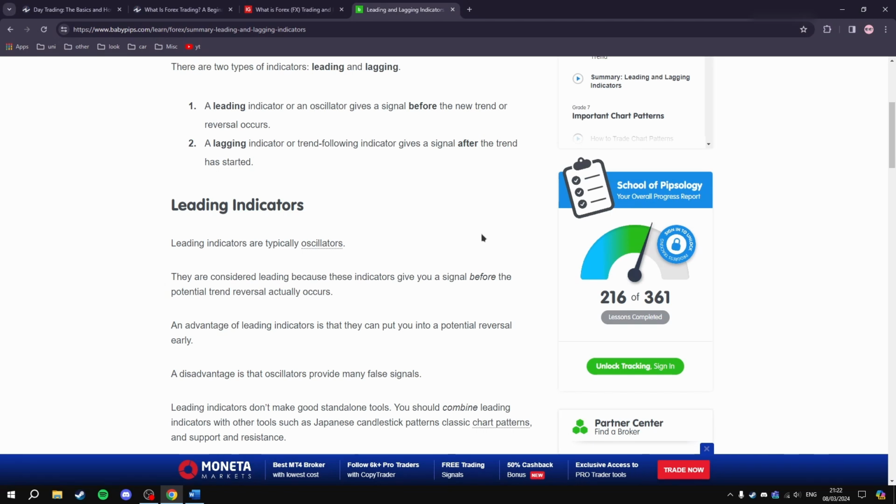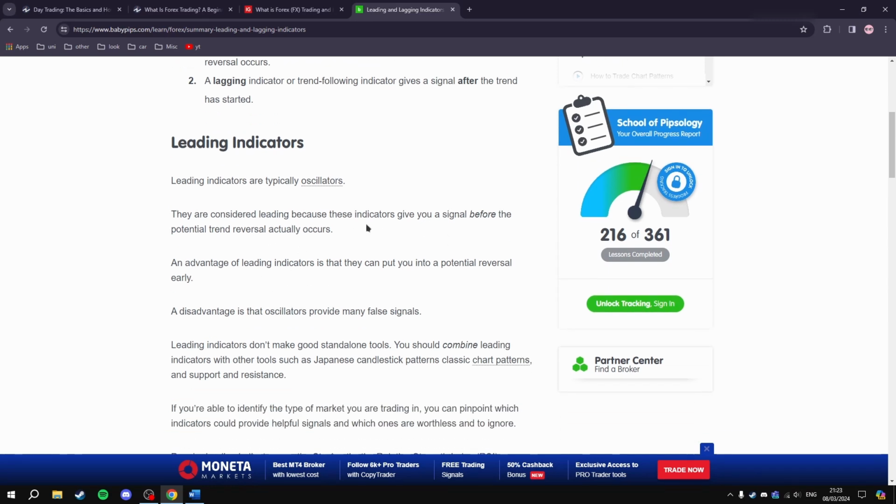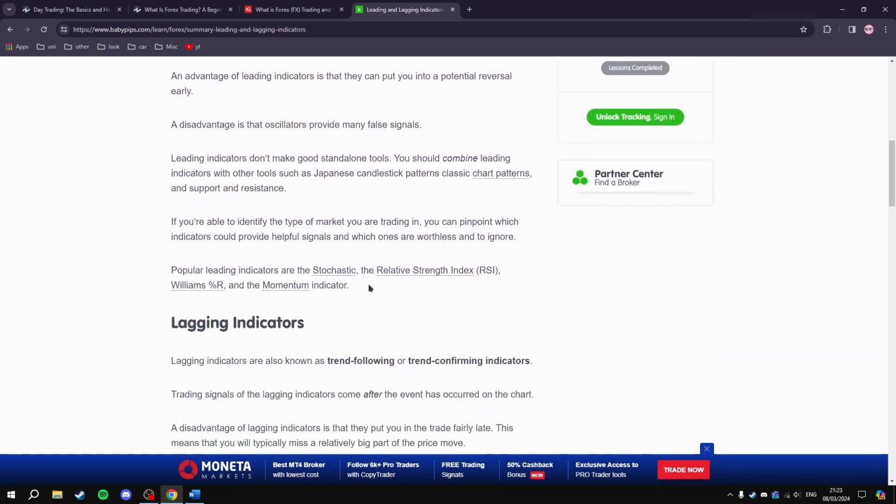Leading indicators are typically oscillators. They are considered leading because these indicators give you a signal before the potential trend reversal actually occurs. An advantage of leading indicators is that they put you into a potential reversal early. The disadvantage is that oscillators provide many false signals.